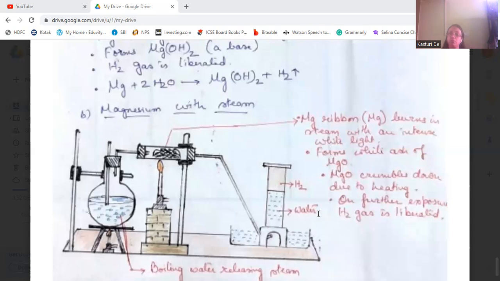You can do it like this, making a chart, a flow chart, and also you can make diagrams like this, and you can study like that also.